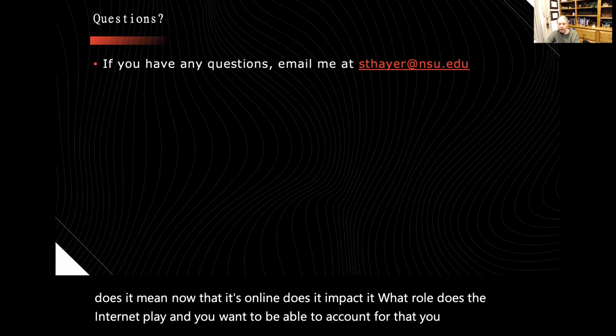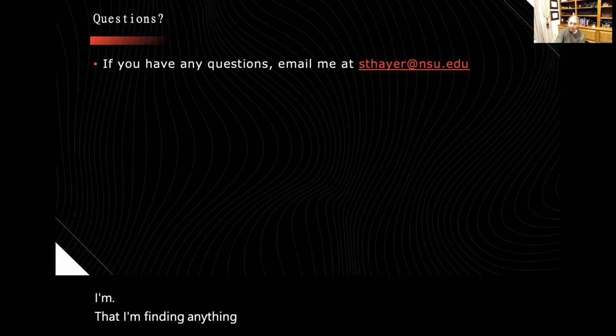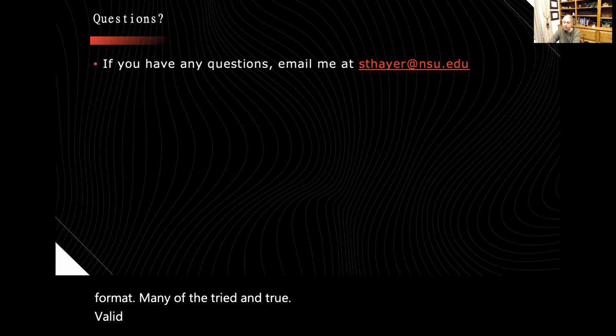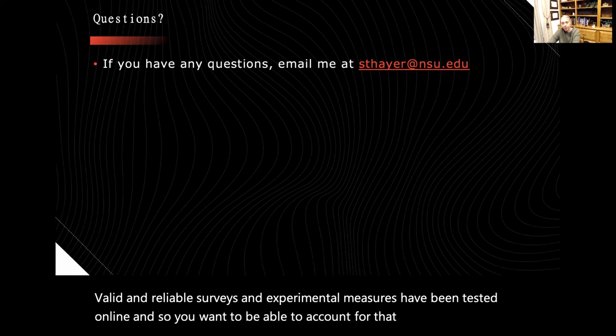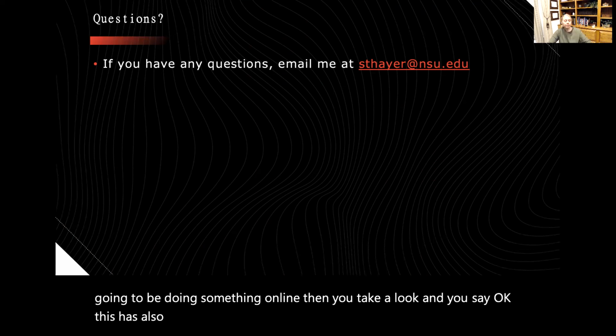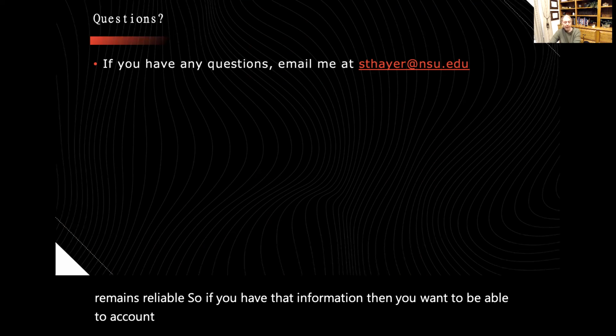You may look at it and say, no, I've done my statistics, I've looked at this, and I don't think that I'm finding anything that has not been found in an offline format. Many of the tried and true valid and reliable surveys and experimental measures have been tested online. So you want to be able to account for that too. If you're going to be doing something online, you take a look and say, okay, this has also been converted to an online format, and it remains valid and reliable. If you have that information, then you want to be able to account for that and respond to that.